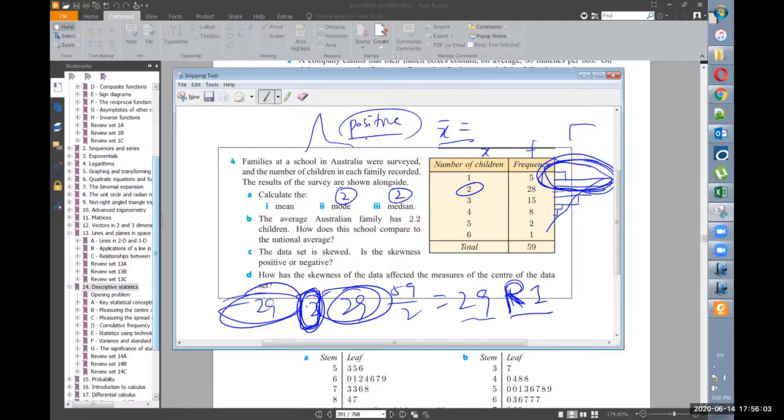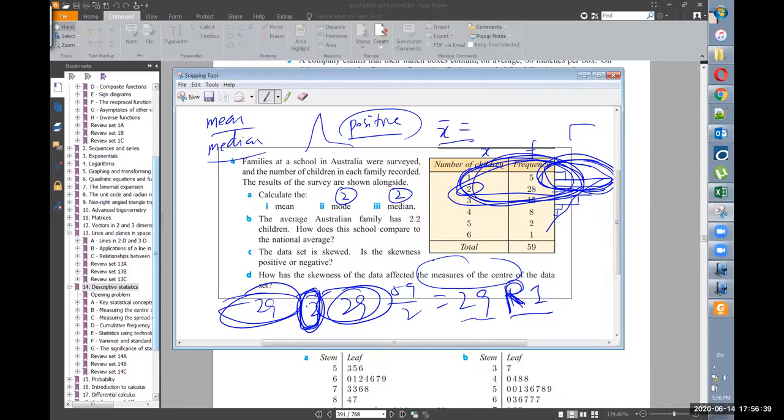How has the skewness of the data affected the measure of the center? For a positively skewed distribution, your mean will be so much affected by these extremes. That is how the skewness affects the measure of the center.